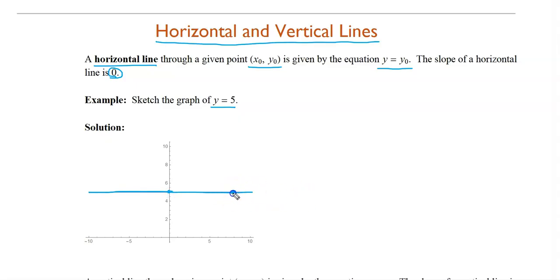Notice that for every point on that line, the y-coordinate is always 5. So that's why we say the equation of this line is given by y equals 5. Because every point in the Cartesian plane where y equals 5 is on that line. Also notice that the slope is 0, because if I pick any point right there, if we go over so many units, well, we don't go up or down at all. So our rise is always 0.